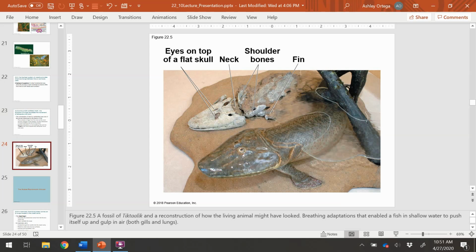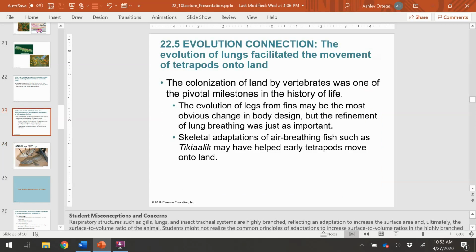And so at this stage, it is believed that this fish was able to breathe both with water and in air. So it had both gills and some sort of lung-like structure to breathe air. And so it would be able to push itself out of the water with its four fins and breathe air with the structure with its mouth. And so while these things are important, we won't need to focus on them for the test.